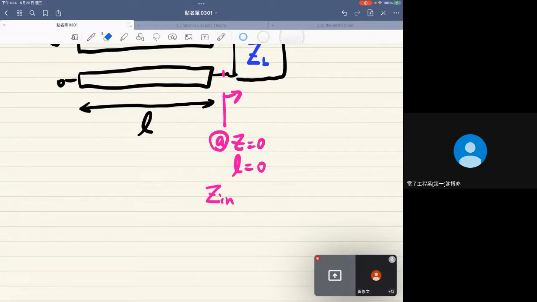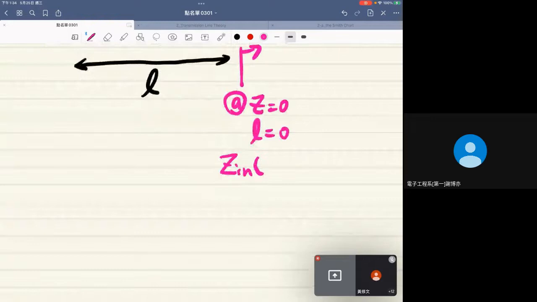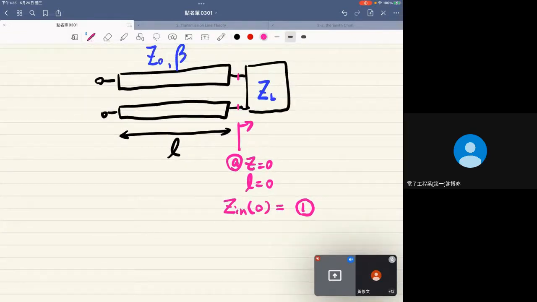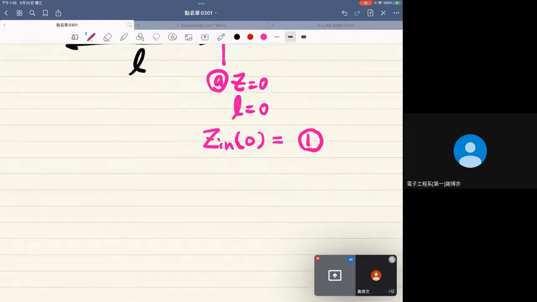Yes. Your answer is correct, but I want you to write it down on the paper. I want 4 answers, so don't worry. You just write down Zin(0) equals, this is the first answer, okay? You can draw this picture as well. And you write down Zin(0) equals, and this is the first question.